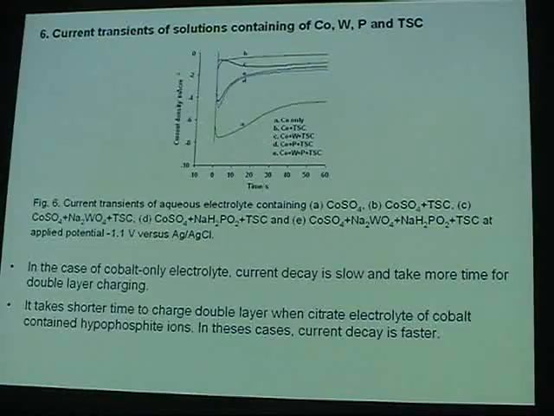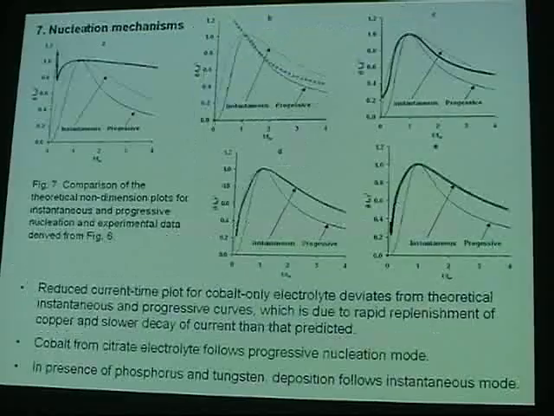This shows that when we have only cobalt, it takes a relatively long time for double layer charging. But when we have phosphorus in the solution, the double layer charging is rather quick. Based on this current transient study, there are two models for the nucleation mechanism in electrocrystallization proposed by Scharifker and Hill, and we will show those models here.